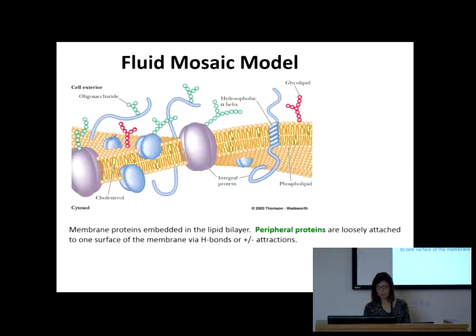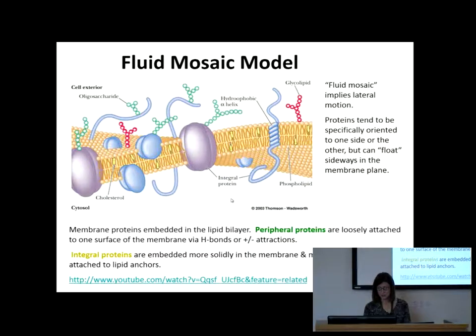So again, the peripheral proteins are loosely attached, but the integral proteins are in the membrane. And oftentimes you'll see them covalently attached. And this one works.